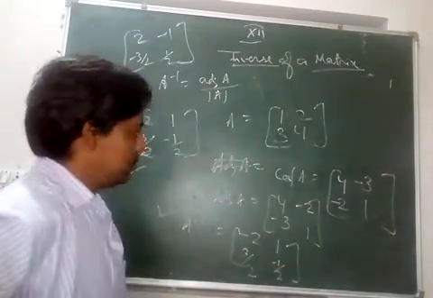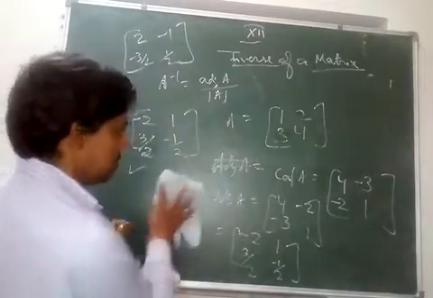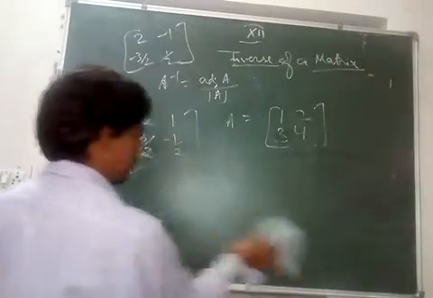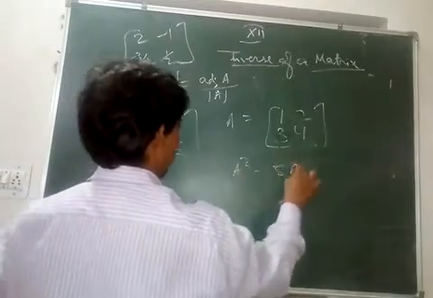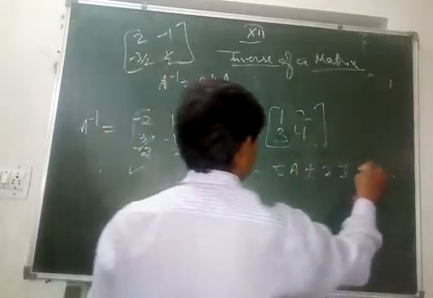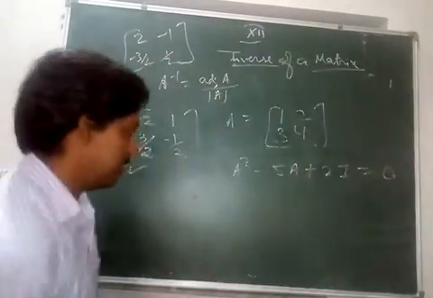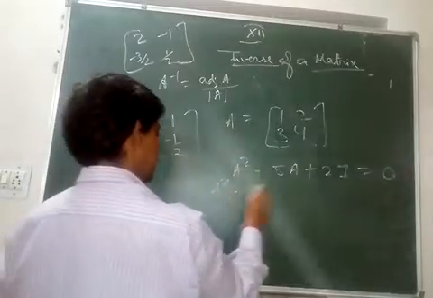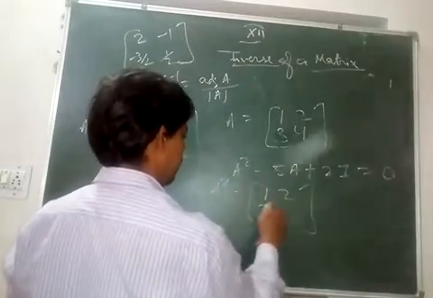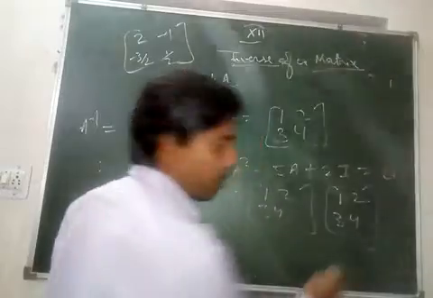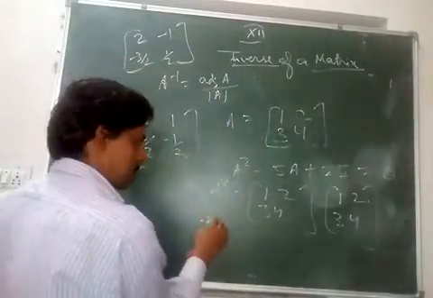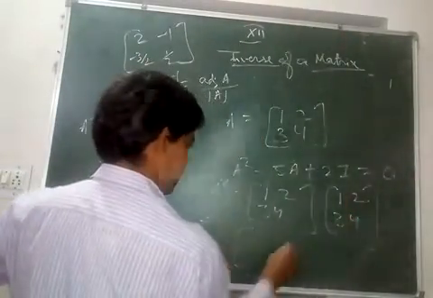Okay, now let's do it again. Let's do that question again: A square minus 5A plus 2I. So let's find A square one more time. A is 1 2 3 4. Okay, 1 2 3 4. Let's see what it gives us. It gives us this multiplied by this.